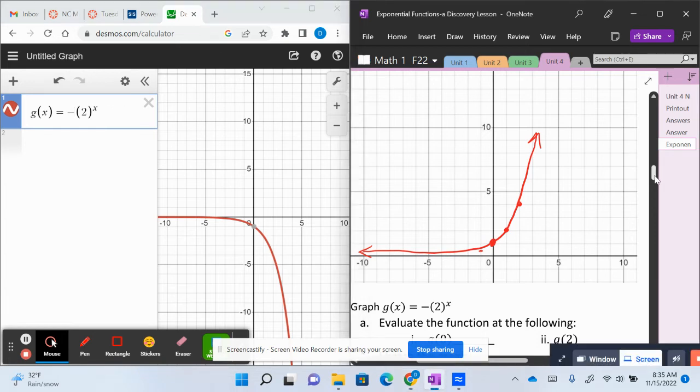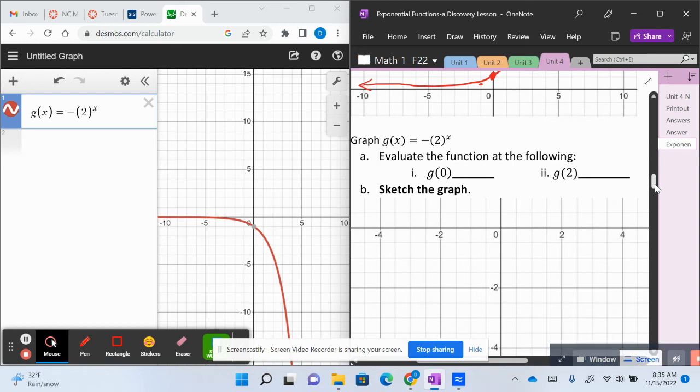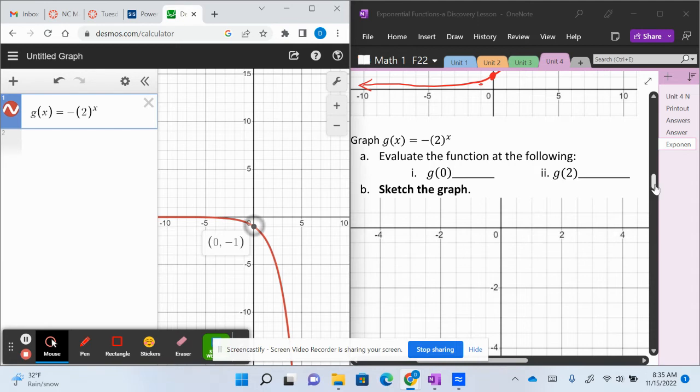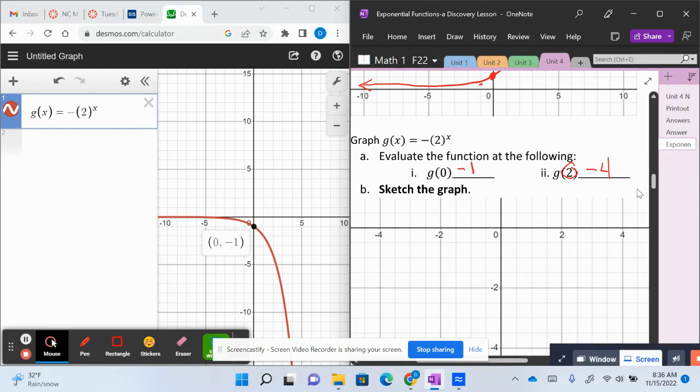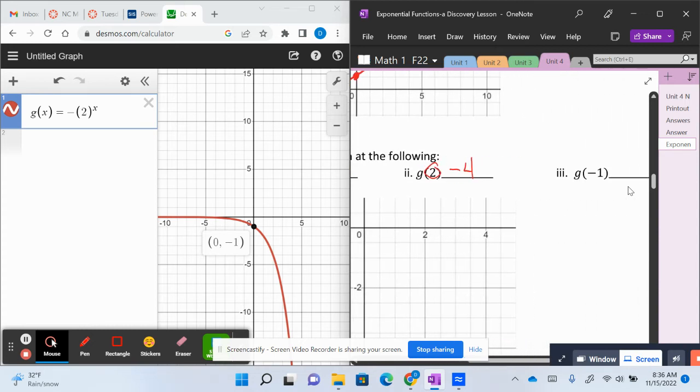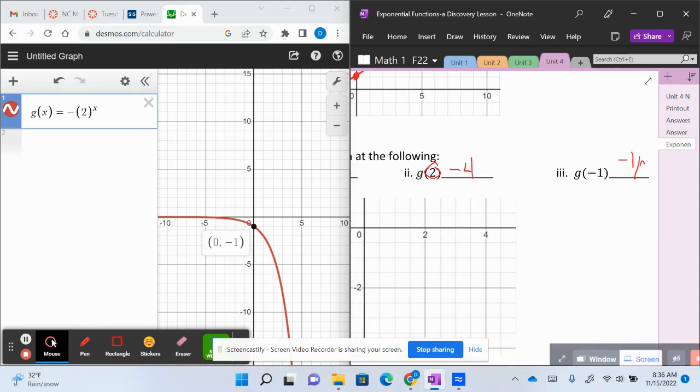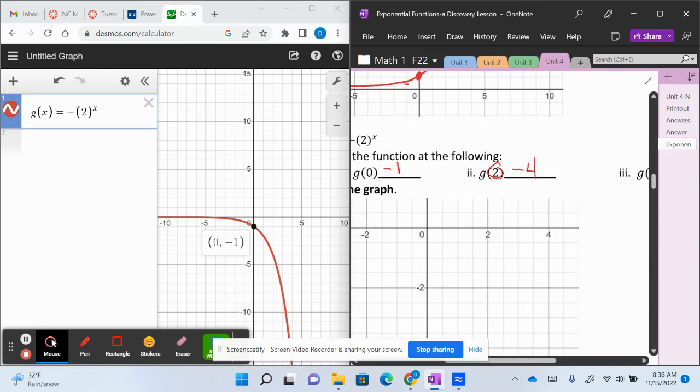So we have to figure out what's going on when I let x equal 0. So when I let x equal 0, g of 0 is negative 1. When I let x equal 2, I have negative 4 instead of positive 4. And when I let x equal negative 1, what do you suppose the answer is going to be? Negative 1/2. Yeah, notice that these are inverses of each other, right? They're inverses of each other.